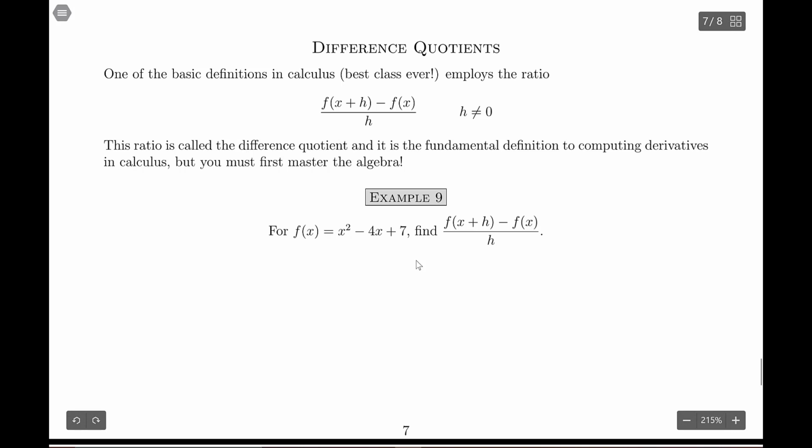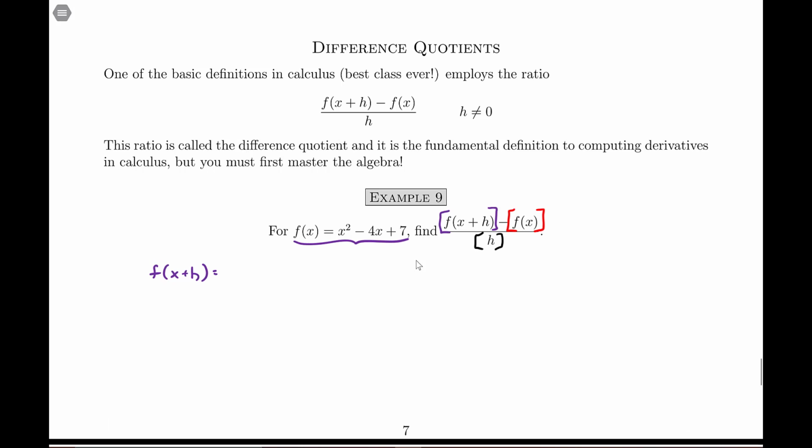So I'm going to break this down into a couple of different components. We have this piece right here, which is f of x plus h. We have this piece, which is just simply f of x. And then we have our denominator, which is just h. So let's look at just what I've highlighted there in purple. That's f of x plus h. So I'm going to take my function, and I'm going to replace x with x plus h. That's what we were doing at the beginning when we looked at the function notation.